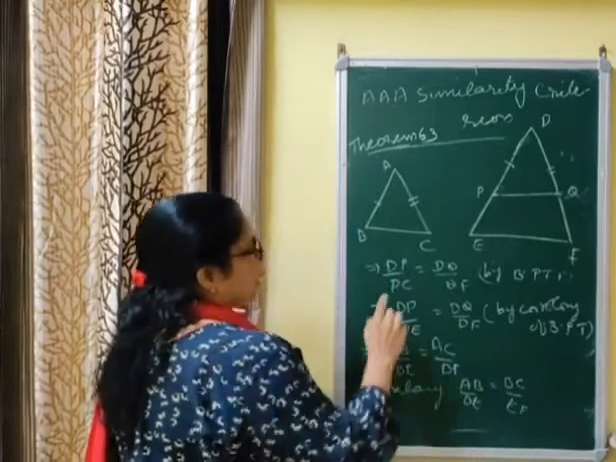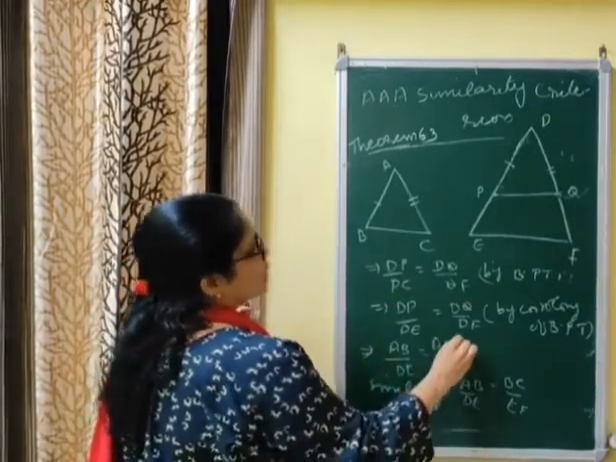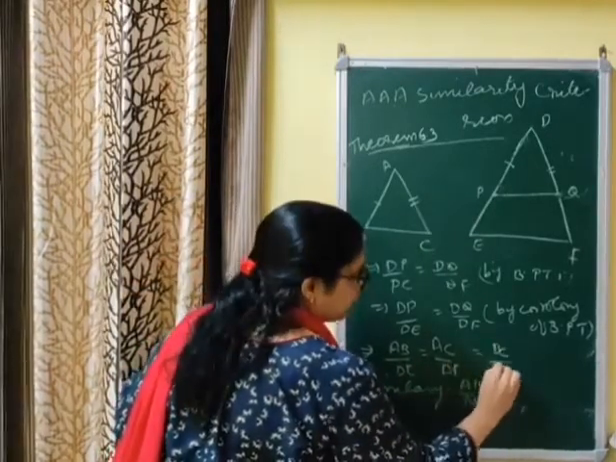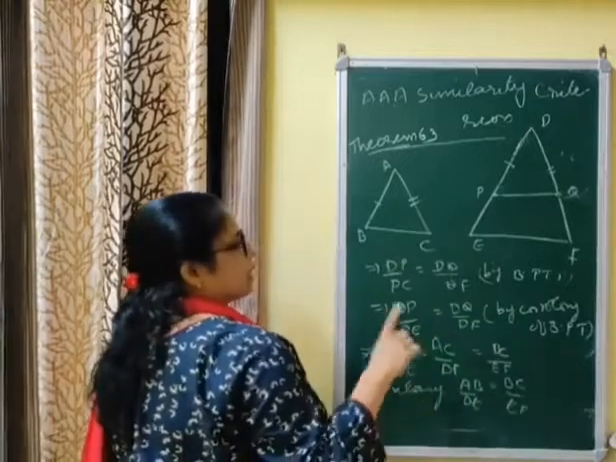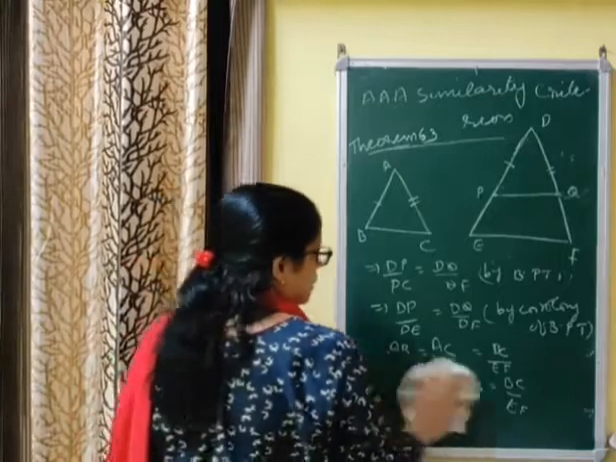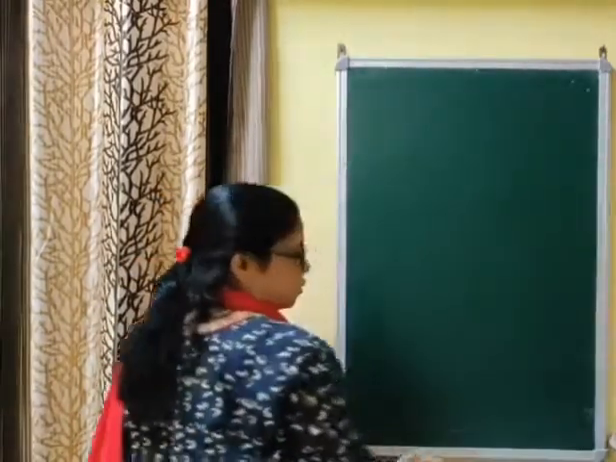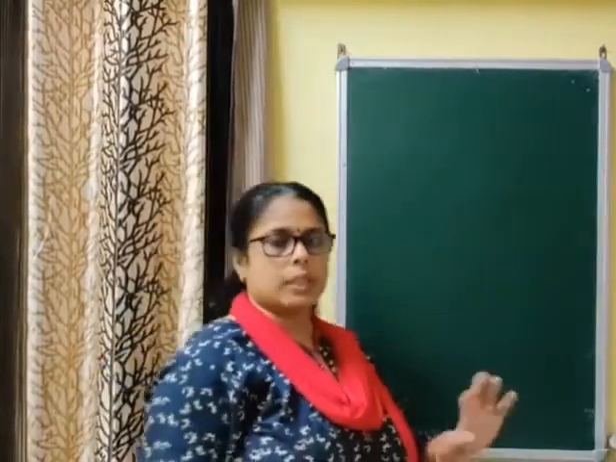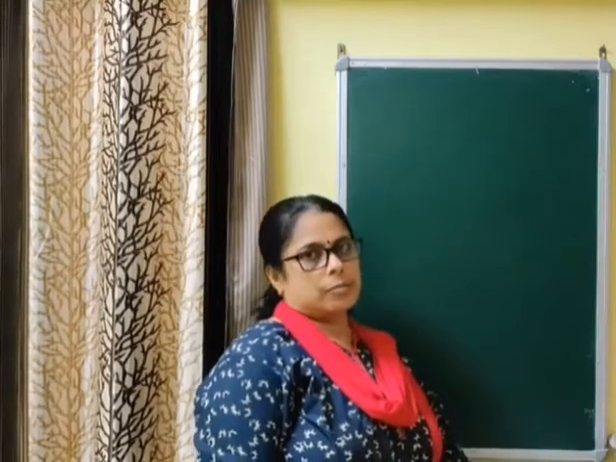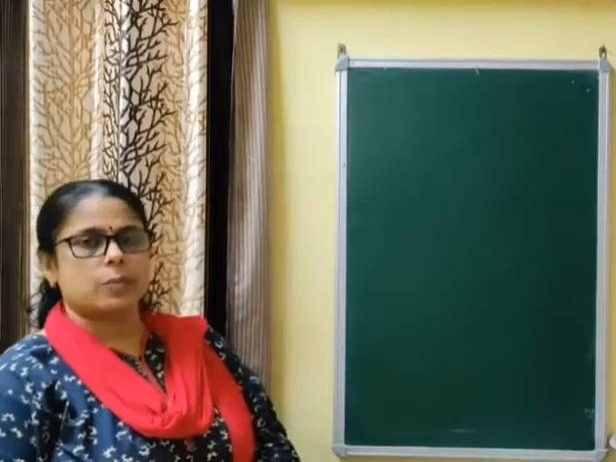That implies in triangles ABC and DEF, AB by DE equal to AC by DF is equal to BC by EF. That implies respective sides ratio are equal, that means sides are proportional. Hence the triangles are similar. That means in AAA, if all the three angles of one triangle are respectively equal to the three angles of the other triangle, the respective sides are in the same ratio and hence the triangles are similar.